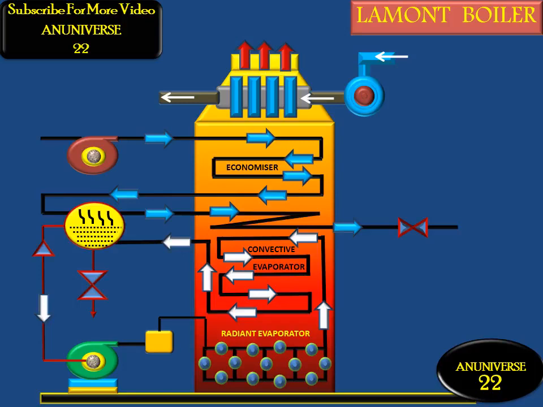And now, what is the principle of Lamont boiler? The circulation of water and steam mixture takes place with the help of an external pump which supplies water at higher pressure than in a natural circulation boiler.